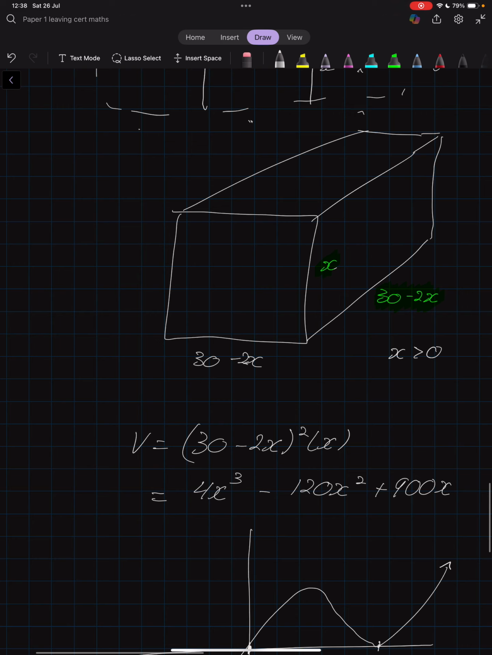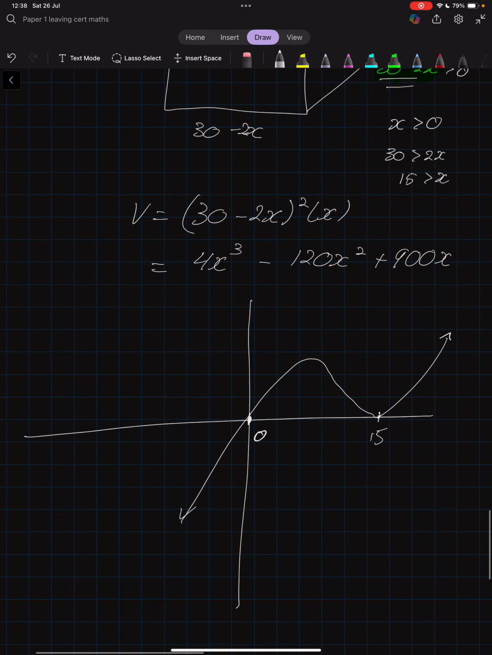So x has to be greater than 0, but also 30 has to be greater than 2x. Why? Because this has to be greater than 0. So I have that 15 has to be greater than x. So whatever answer you get, it's going to be somewhere within these two values. Okay? So what I want to know is, where is the local max in these values?